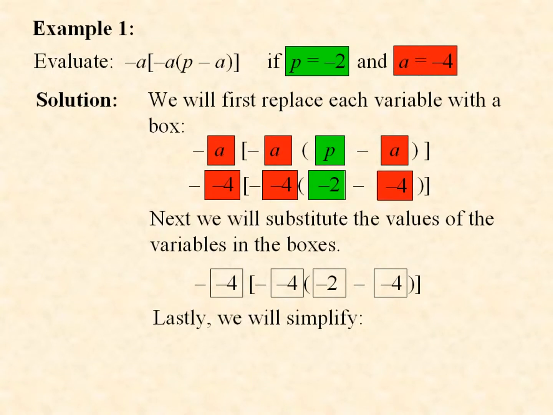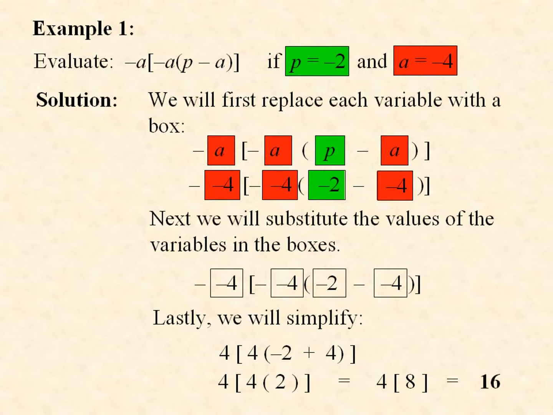Lastly, we will simplify. The opposite of -4 is +4 in front and inside the brackets. -2 is -2, and minus -4 becomes plus the opposite of -4, which is 4. Now we can finish the problem. We have 4 times 4 times 2. We do the innermost parentheses first, and then we do the brackets. 4 times 2 is 8, so we have 4 times 8, so we have 16.